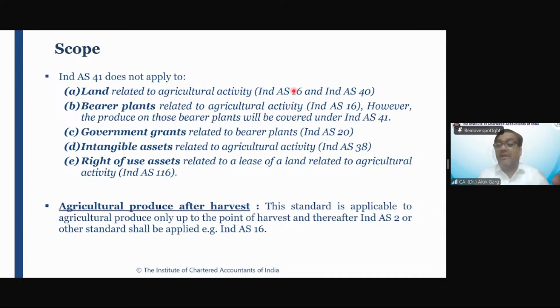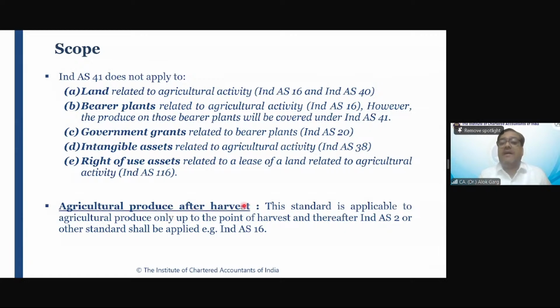or 40. But if the farmer or the company which is into agricultural activity has taken the land on a lease basis, right? Again, when they have taken a land on a lease basis, there is a right of use asset. We all understand about right of use asset because we have covered Ind AS 116, right? So that right of use asset related to lease of a land is also not covered under Ind AS 41. It is also covered under the respective standard. So these are the negative list. These are the exclusions like land, bearer plant, government grant relating to bearer plant, intangible asset, right of use asset, property, plant and equipment. Okay.